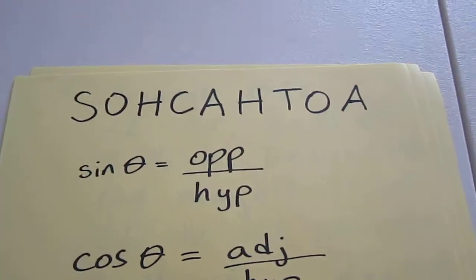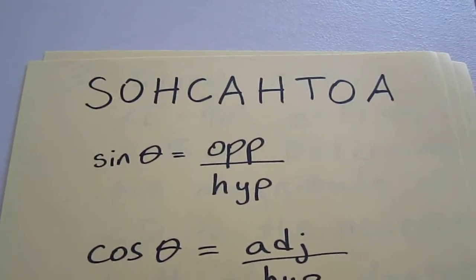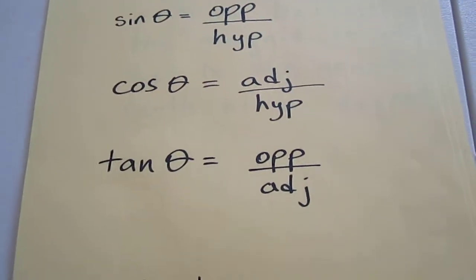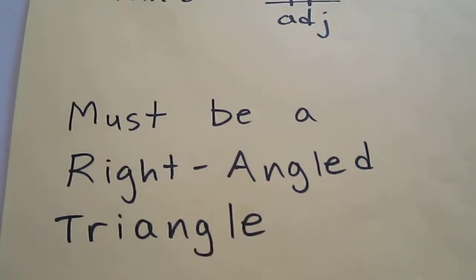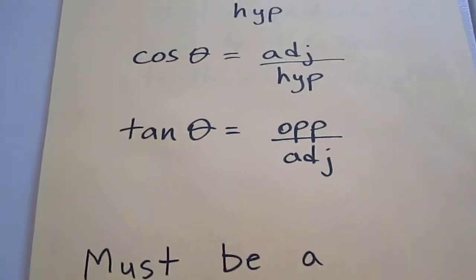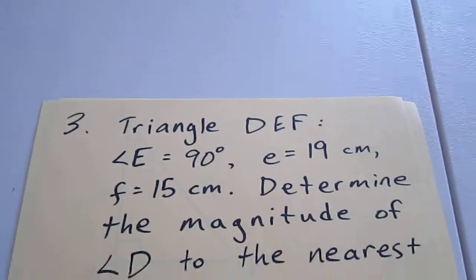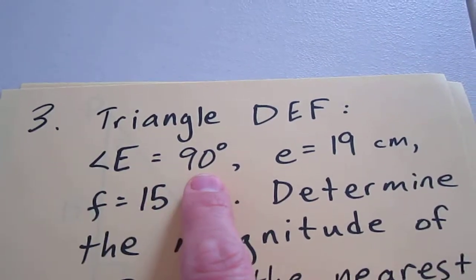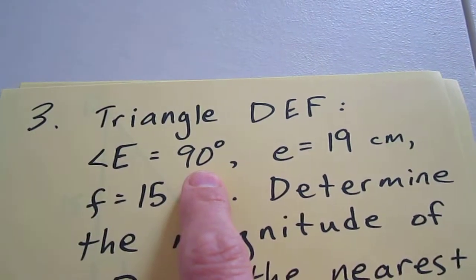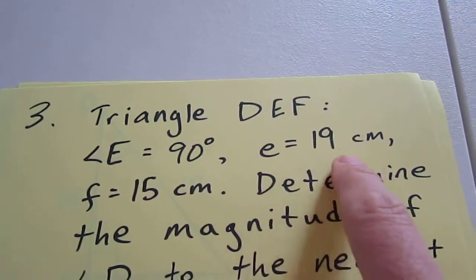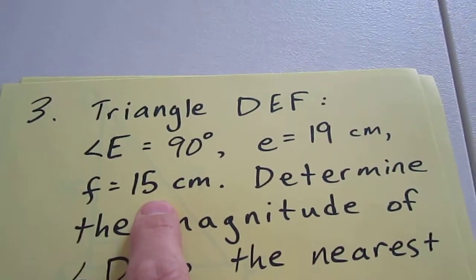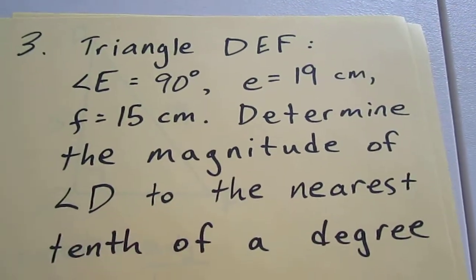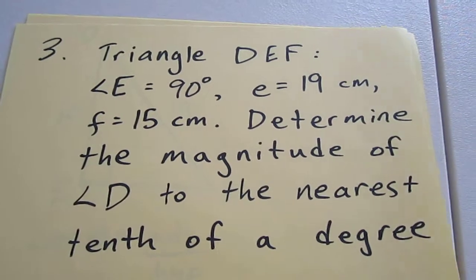For our next series of questions, we're going to use SOHCAHTOA with right-angled triangles, but we're going to use it to help us determine the magnitudes of angles. Our first question reads, we have triangle DEF where angle E equals 90 degrees, so therefore we can use SOHCAHTOA. Side length E is 19 centimeters and side length F is 15 centimeters. We would like to determine the magnitude of angle D to the nearest tenth of a degree.